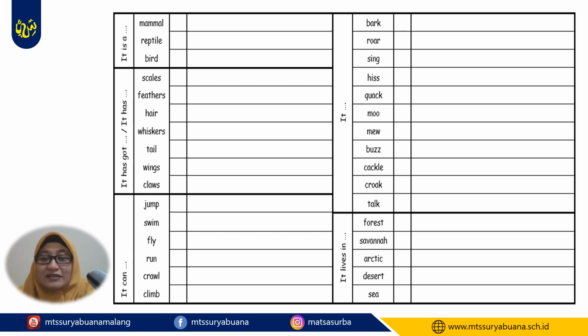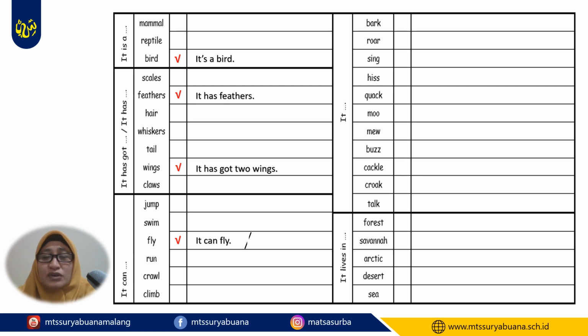Well, now let's try to guess what animal this one is. Look at this. Oh, it's a bird. We can say it's a bird. And feathers, right? It has feathers. And then wings, right? It has got 2 wings. And then fly. It can fly. So these are the characteristics of birds.